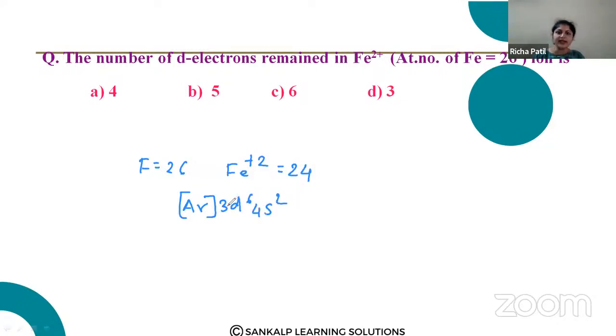Okay, the number of 3d electrons remaining in Fe2+. After losing, Fe2+ means 2 electrons are lost. So how many electrons are remaining? It is 3d6. So how many electrons are there? 3d6. So the correct answer is 6. Okay.